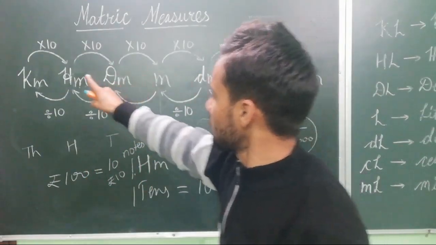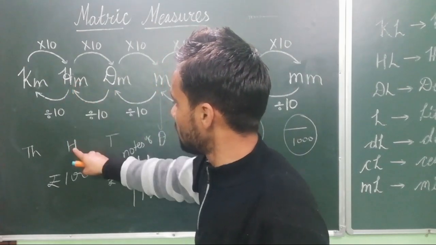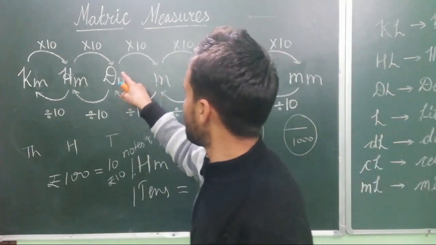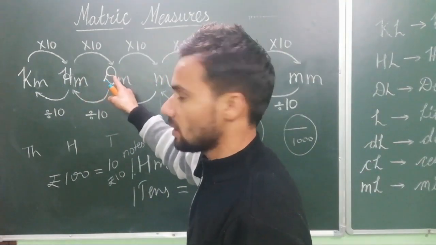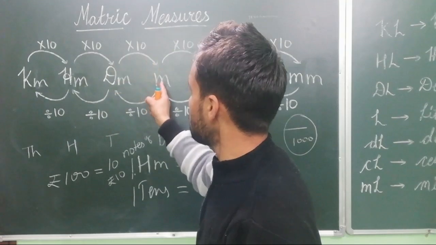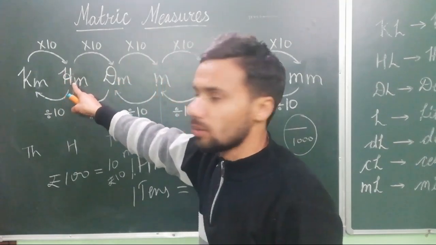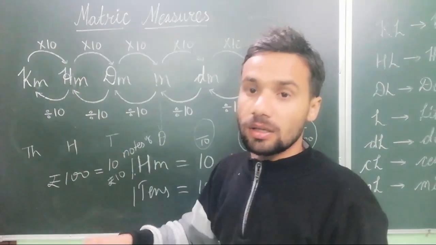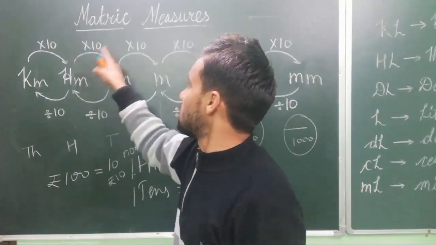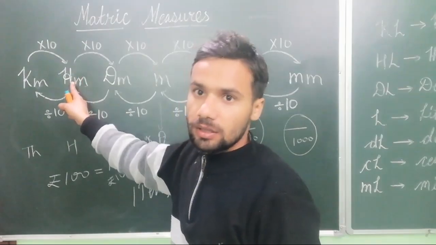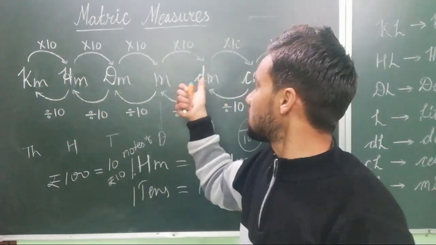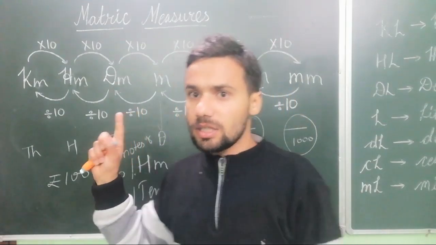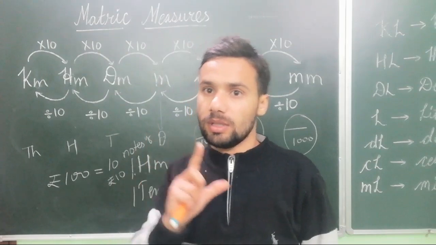The same thing is here. 1 hectometer we treat as 100. 1 hectometer is equal to how many meters? So you know hectometer is bigger than decameter, and decameter is again bigger than meter. If you want to convert this hectometer into meter, how many times do you multiply? 10, 10, 2 times. 10 times 10 means 1 hectometer is how many times bigger than this meter? 100 times. Means 1 hectometer is equal to 100 meters.